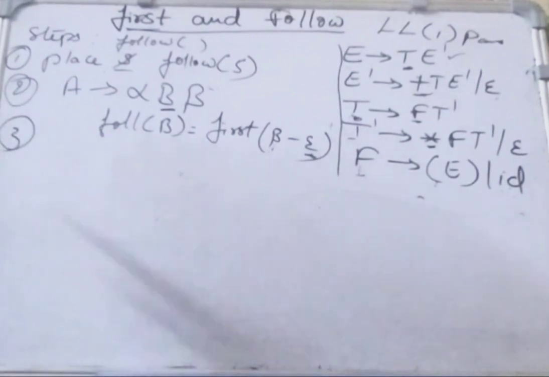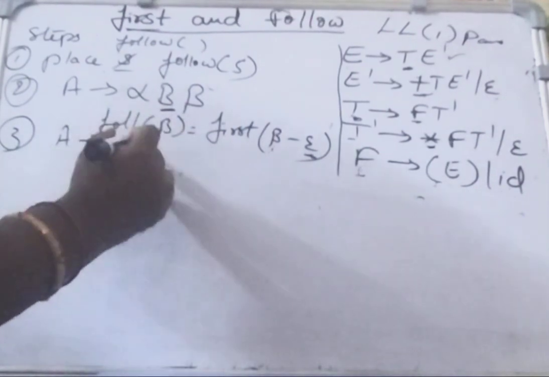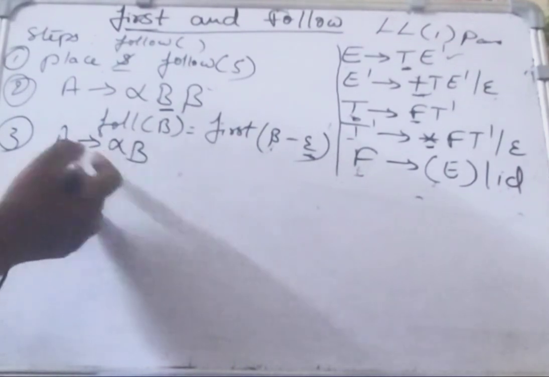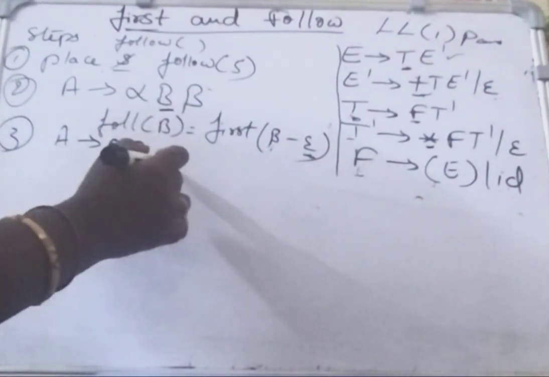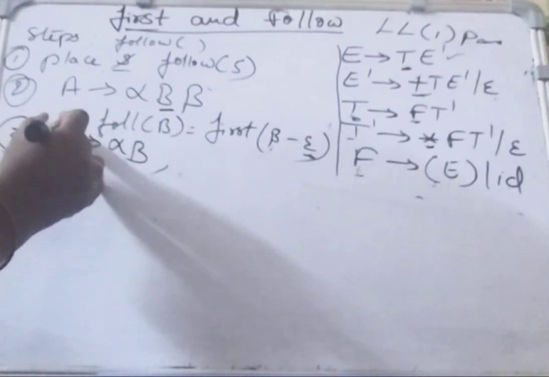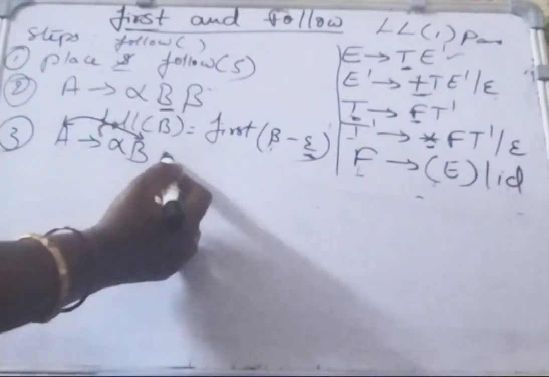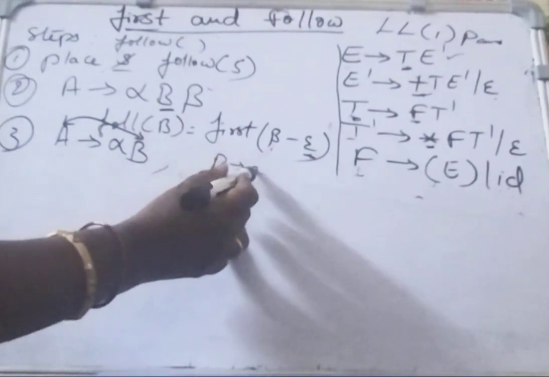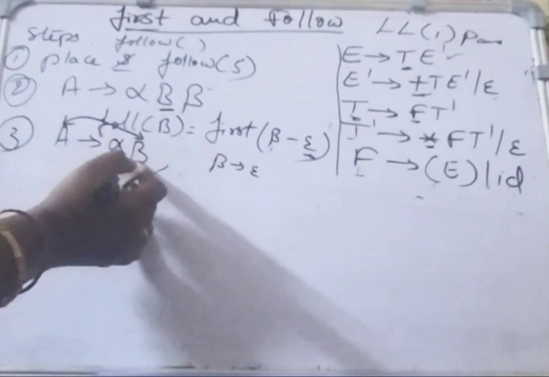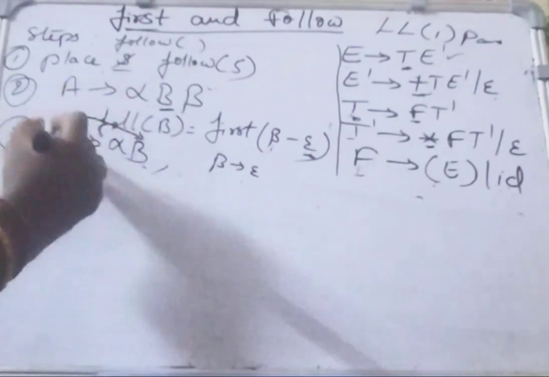The third rule is, if there is a production of the form A derives alpha B, it means at the right hand side you have only two symbols. So if the production is of the form A derives alpha B, where beta is null here, so here beta derives epsilon, then whatever is there in follow of A, that should be added to follow of B. So this is the third rule. Whenever beta is null, beta is epsilon, then whatever is there in follow of A, that should be added to follow of B. So these are the three rules we should follow to compute the follow.